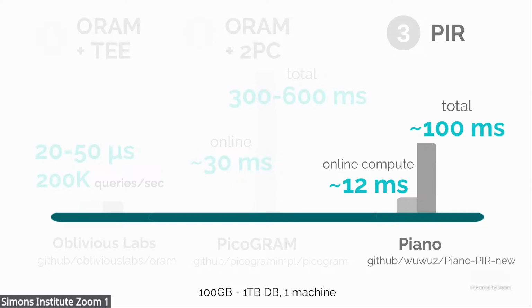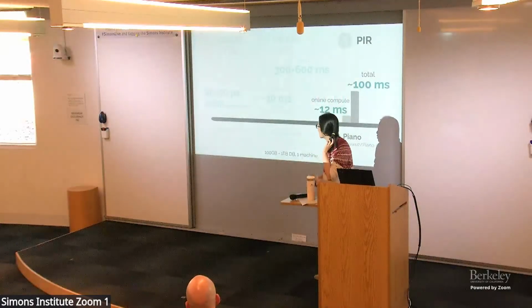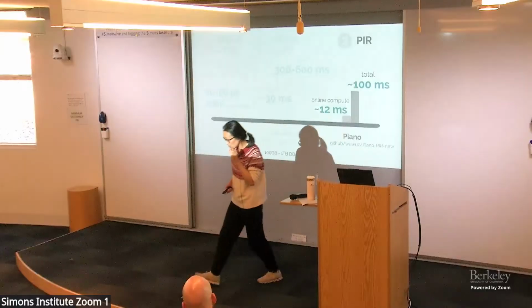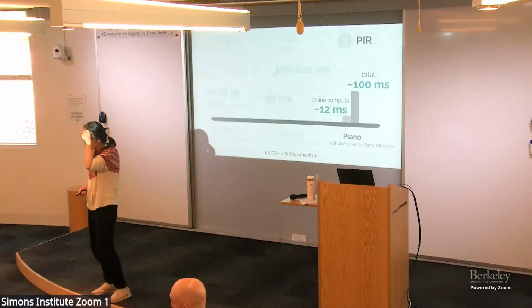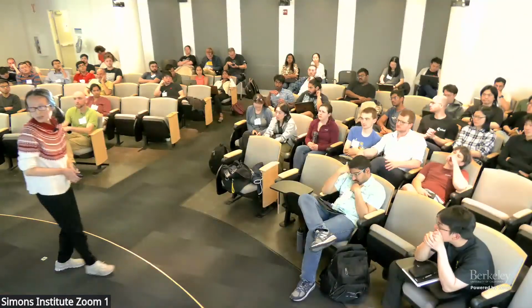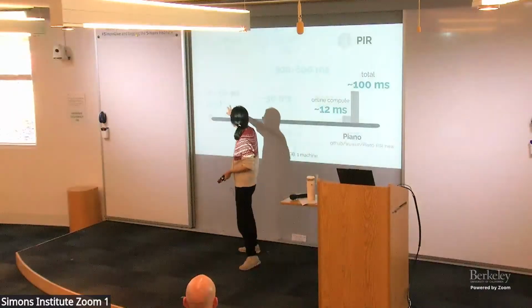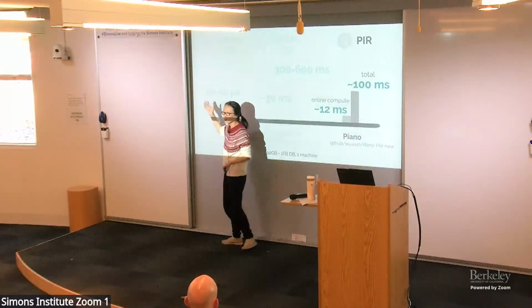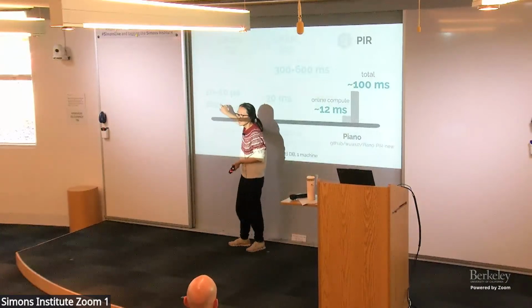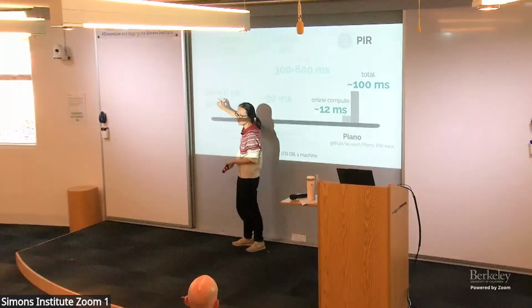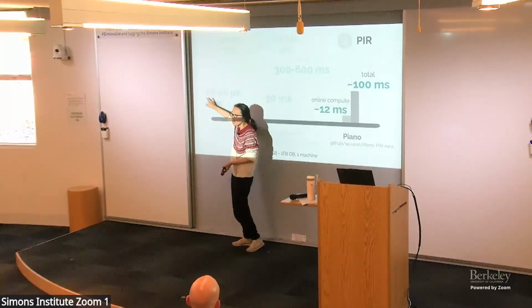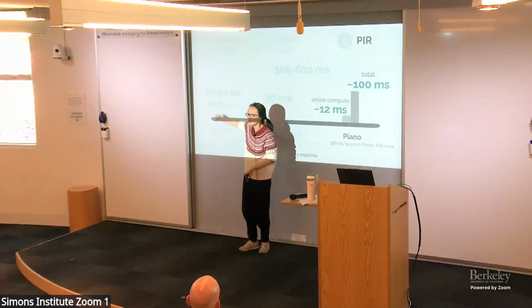Is the ORAM result with the whole database in memory or stored on disk? If something is stored on disk, it's about 15 microseconds. Sorry, not milliseconds, microseconds. If there's some stuff on disk, it's about 15 microseconds. If everything's in RAM, it's about 20 microseconds. That's why there's a range.